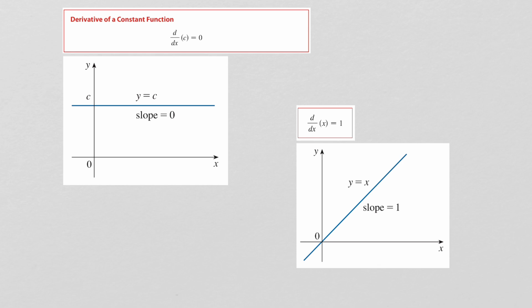Secondly, the derivative of x is 1. So think of the function y equals x. The slope of this line is always 1. And if we pick a point on the curve, the tangent line to it will be this line itself. And so the slope of any tangent line is also 1. Again, we could prove this using the definition of the derivative, but again, this is a pretty obvious observation.